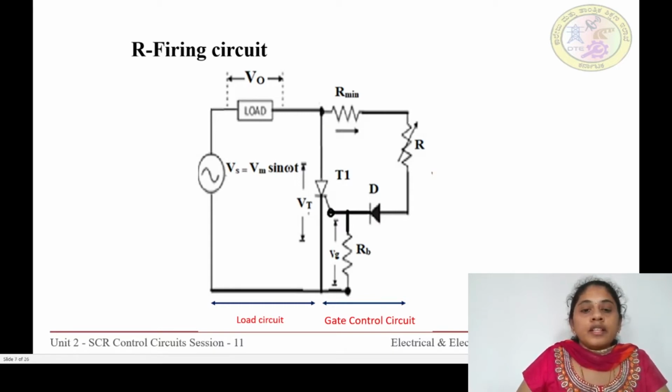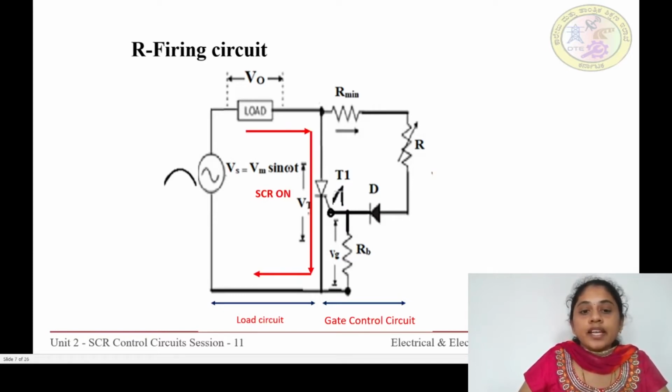Now let us take the same condition with the positive half cycle of the supply. Let us assume there is a gate pulse. Under this condition, SCR is said to be turned on. Yes, SCR is turned on, so current starts flowing through the load circuit. You can see here current is flowing from the supply and it is flowing in the load circuit.